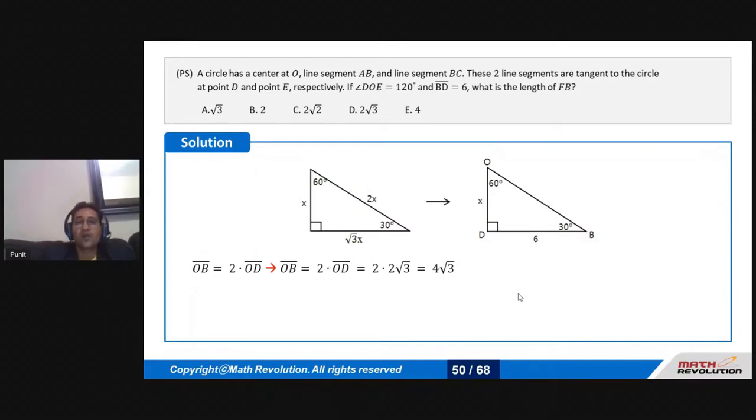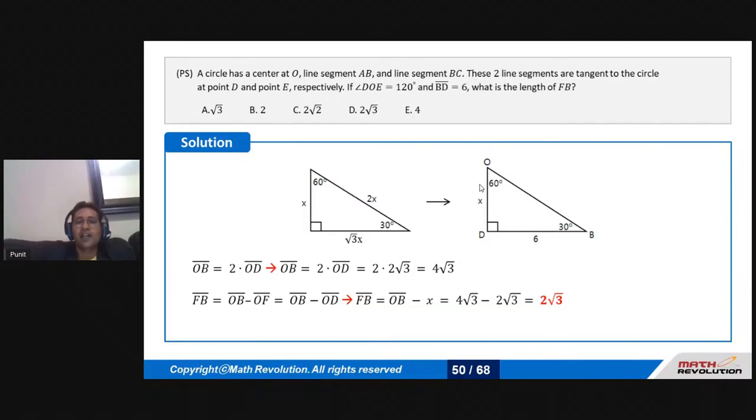Now OB is 2 times OD. That becomes 2 times 2 root 3, which is 4 root 3. So now my complete triangle is done. I know this side is 6, my hypotenuse is 4 root 3, and my perpendicular OD is 2 root 3.